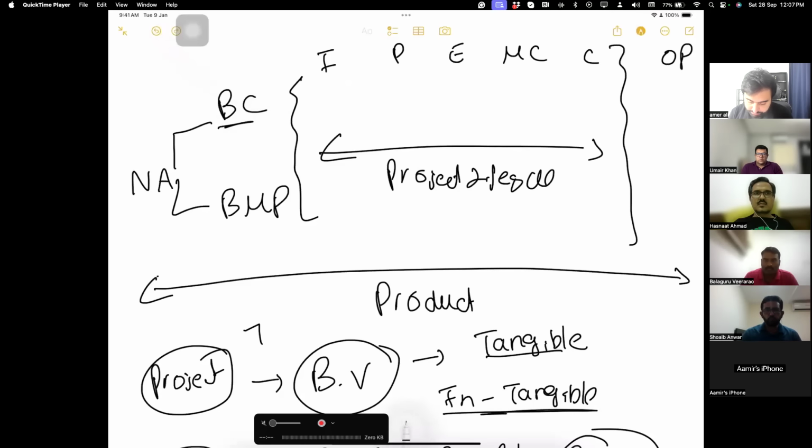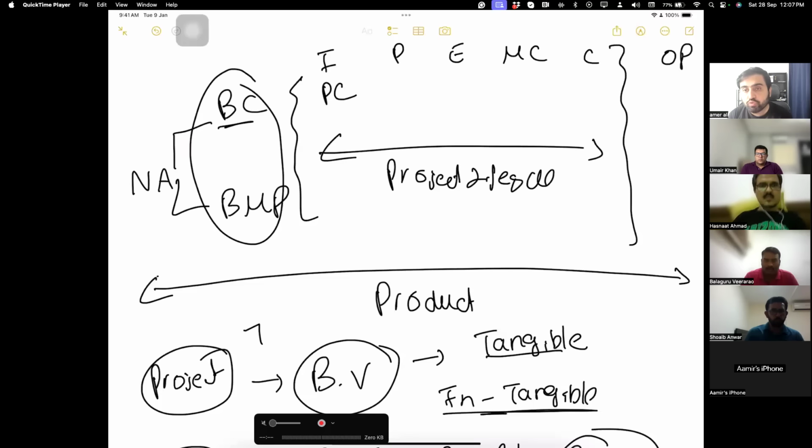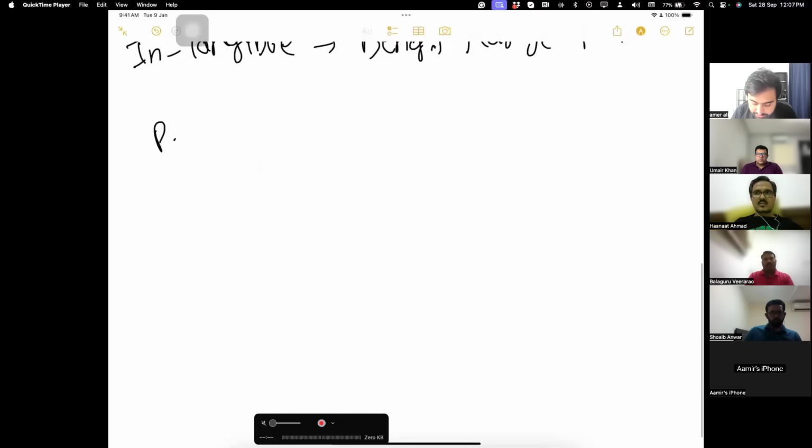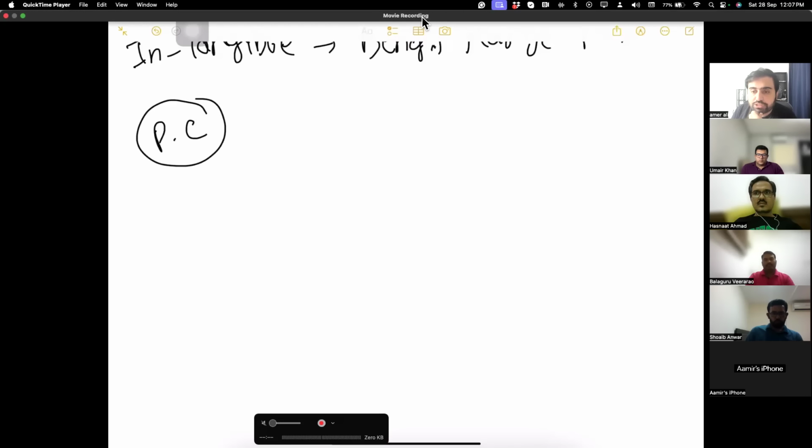Once the business case and benefit management plan are approved, then the project charter is made. Project charter is the first document. When the project charter gets approved, the project gets started. Okay. What is a project charter?